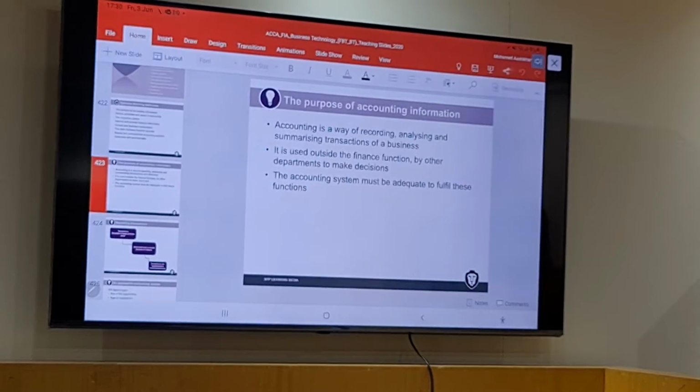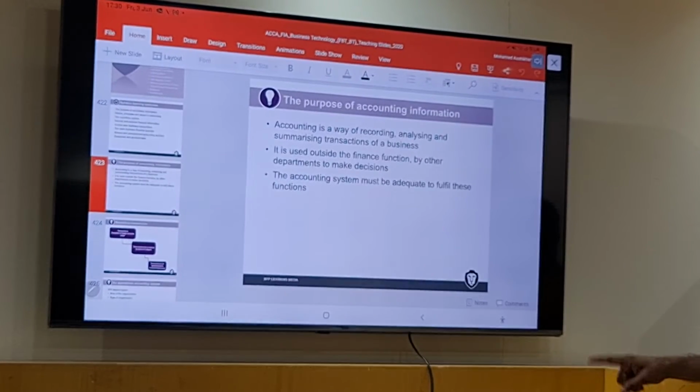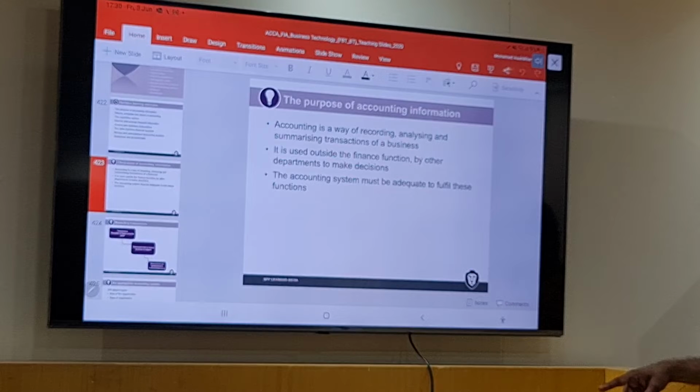Now, these we discussed in our early days in accounting. Accounting is a way of recording, analyzing and summarizing transactions of a business, obviously. It is used outside the finance function by other departments to make decisions. The finance department prepares this, but it is used by non-finance departments. Accounting systems must be adapted to fulfill this function.